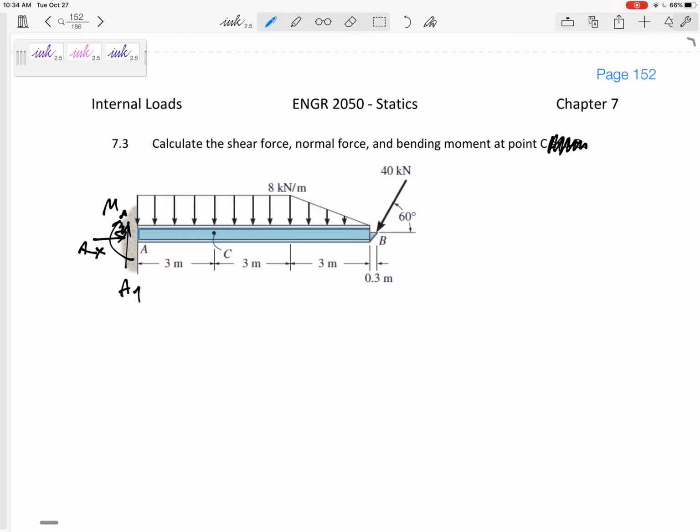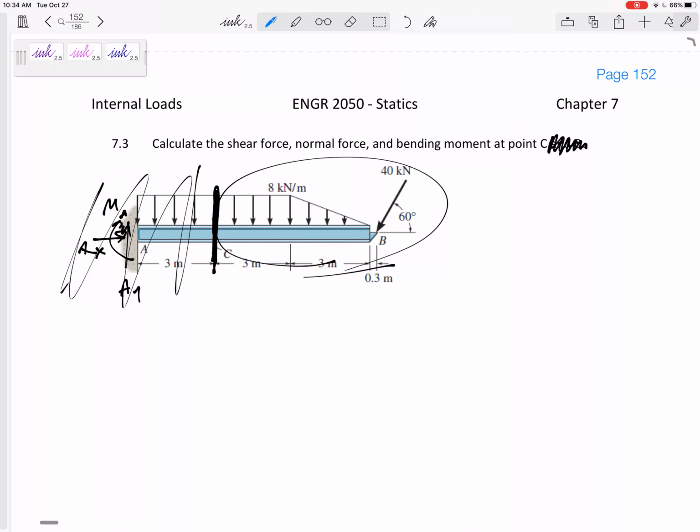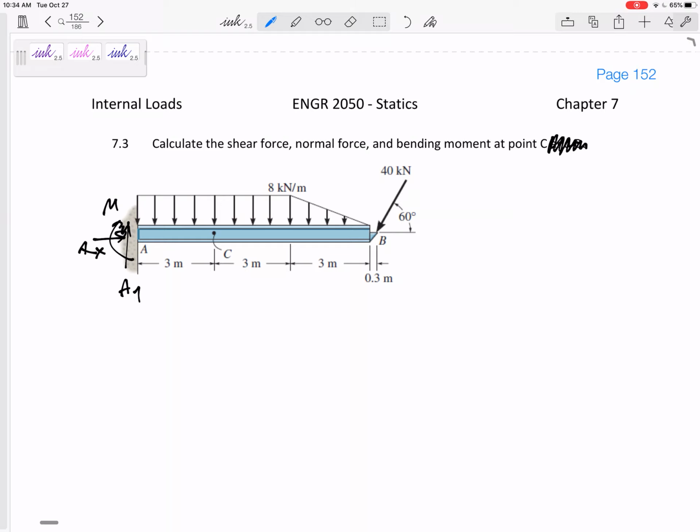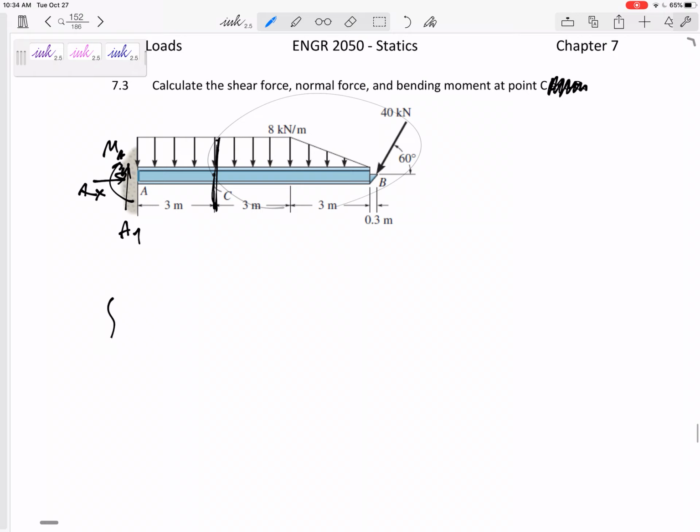Thinking ahead, what if I cut it and kept this half of it? I'm going to throw away that half. There are no unknowns over here. So this time I'm going to skip the whole free body diagram, and I'm just going to cut it right here and keep this side.